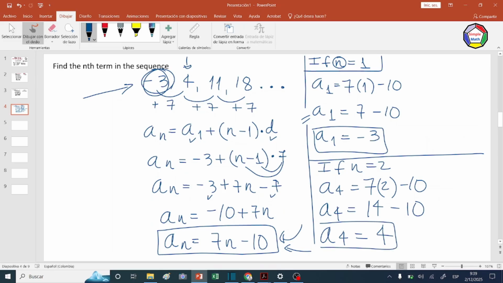If you see, this one corresponds to the second term in the sequence, and so on. It means the formula that makes my arithmetic sequence possible is this one, 7n minus 10. And this is the way we get the formula and we prove that the formula works for any term in the sequence.